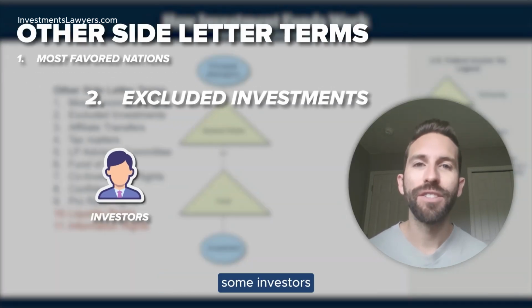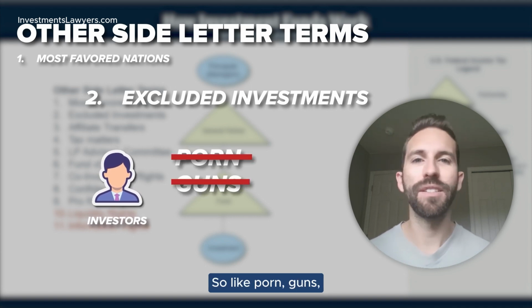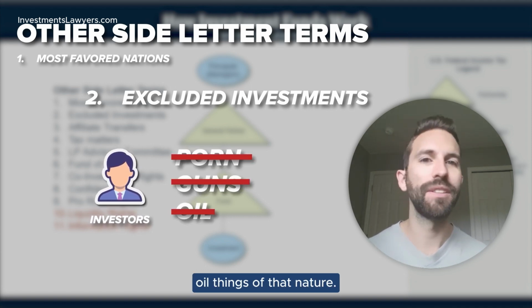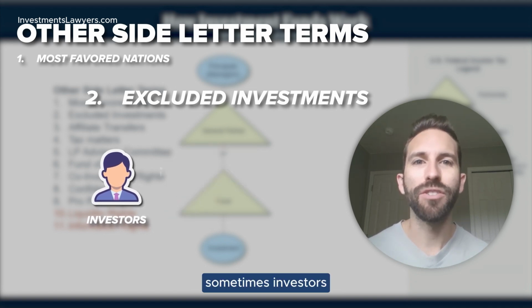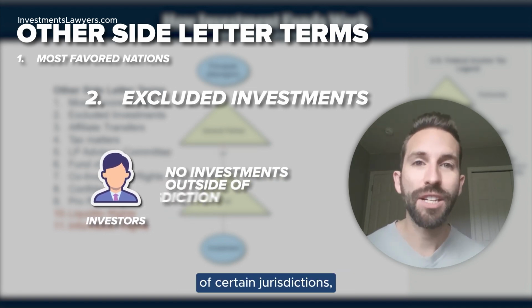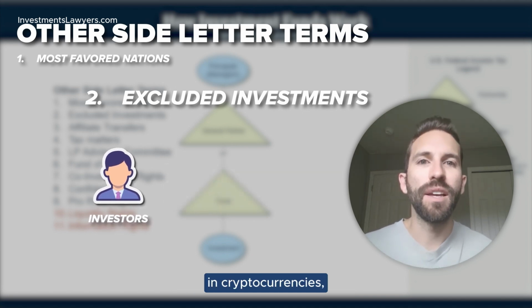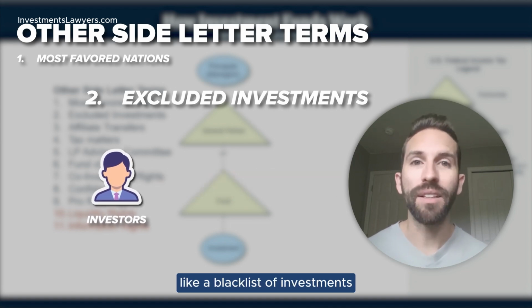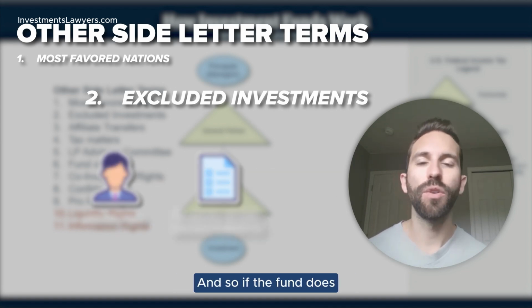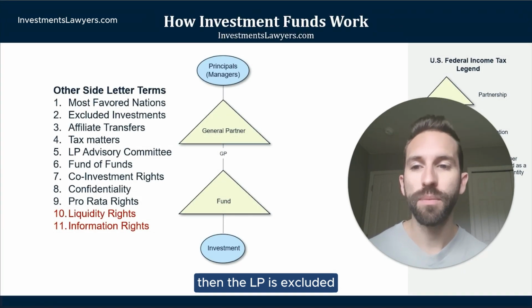Some investors don't want to invest in certain things, like porn, guns, oil, things of that nature. Sometimes investors don't want to invest outside of certain jurisdictions, or they don't want to invest in cryptocurrencies, things like that. So they basically put a blacklist of investments in their side letter. And so if the fund does make one of those investments, then the LP is excluded.